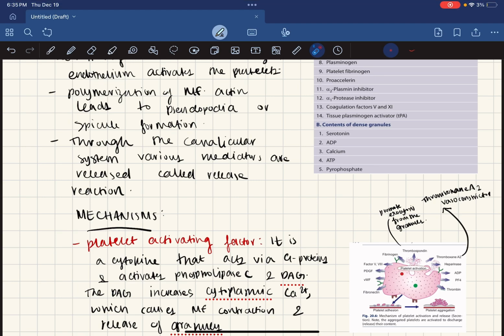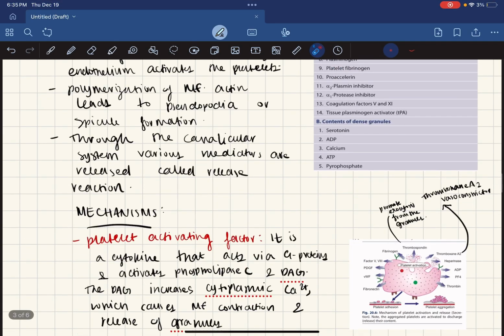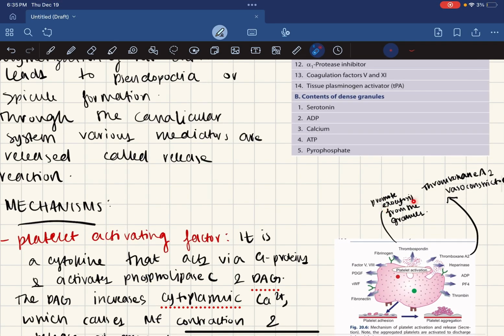These factors are mainly known to cause vasoconstriction. They help in aiding the temporary hemostatic plug formation. For example, serotonin is a good vasoconstrictor, and as we talked about thrombospondin before, it also promotes the exocytosis of the granules and more release of products from the granules.